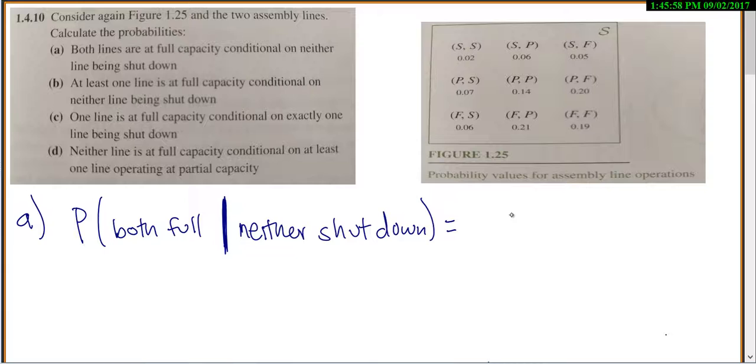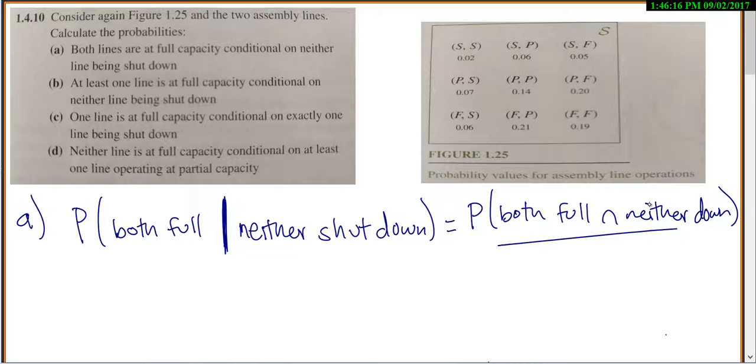Now, anytime you want to find a conditional probability, start by using your formula. Your formula says, first find the probability of the intersection, so both full intersected with neither shut down, divided by the probability of what comes second. It's always the probability of what comes second that goes on the bottom. So probability of neither shut down.